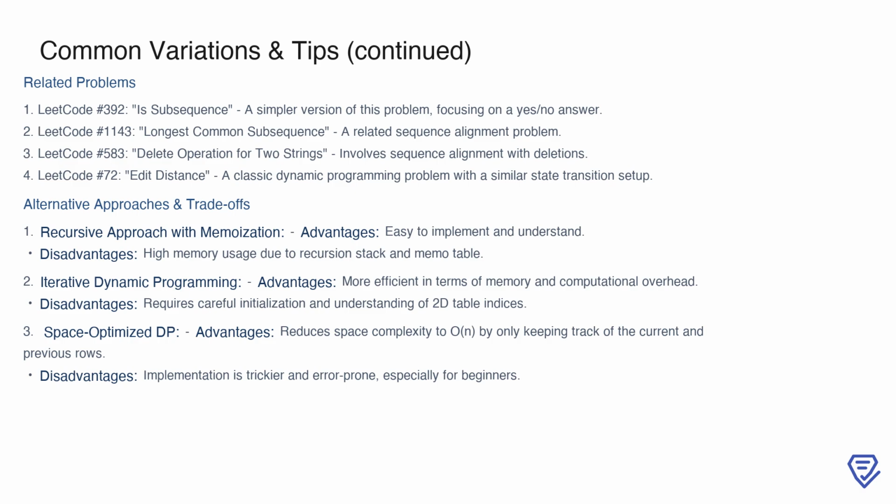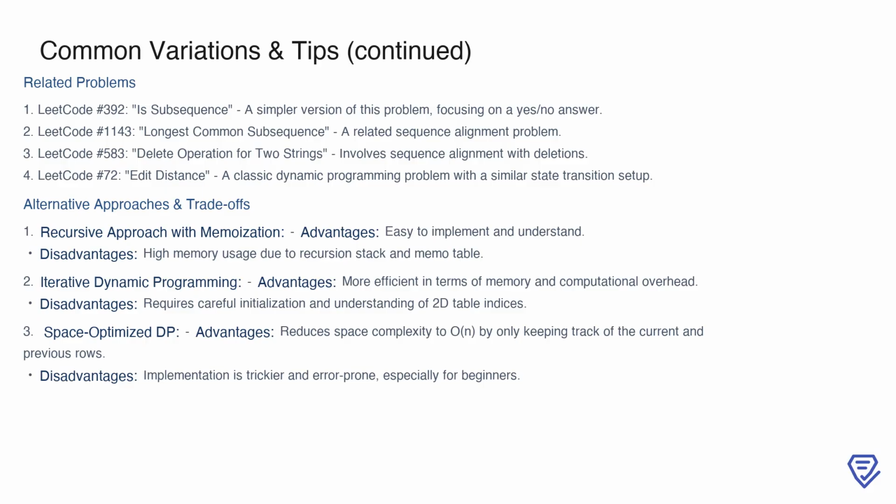Finally, let's connect this problem to related topics and alternative approaches. For example, LeetCode number 392, Is Subsequence, is a simpler version of this problem where the goal is to determine if T is a subsequence of S with a yes or no answer. Other related problems include number 1143, Longest Common Subsequence, number 583, Delete Operation for Two Strings, and number 72, Edit Distance. These problems involve similar sequence alignment techniques and dynamic programming strategies.